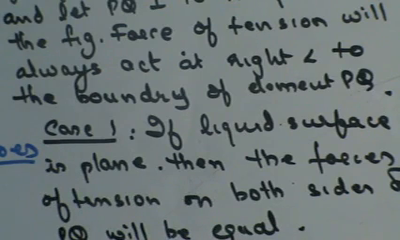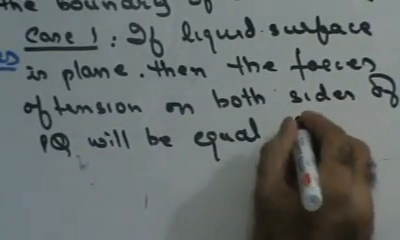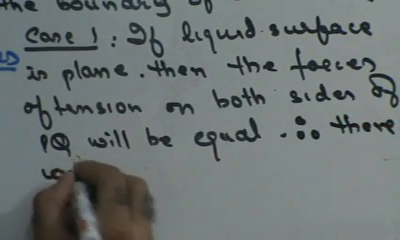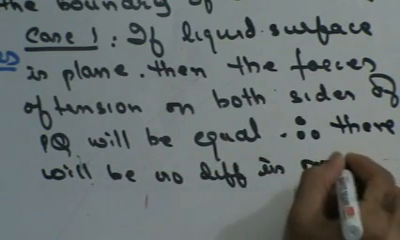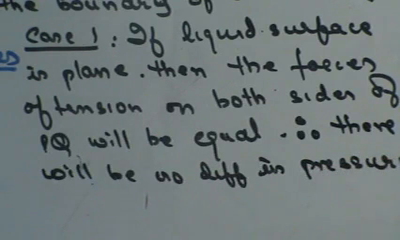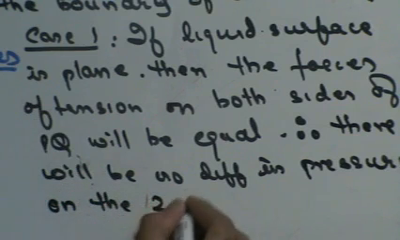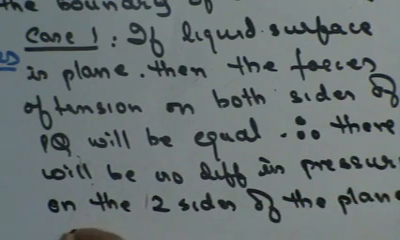The forces of tension on both sides of PQ will be equal. As a result of this, there is going to be no difference in the pressure on the two sides of the plane surface. Therefore, there will be no difference in pressure on the two sides of the plane surface. That's case 1.